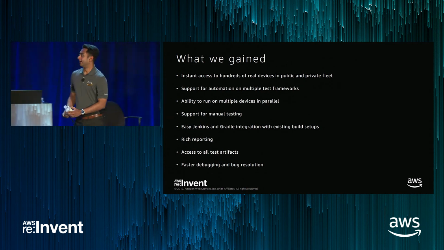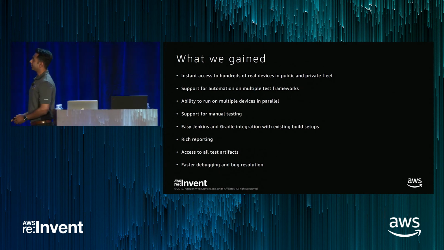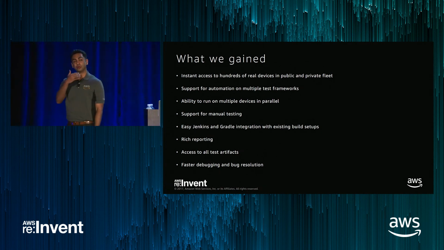Oh, you're welcome. So to summarize, during the entire thing that we covered, right from the console to the insights from Chandra and then Russ, we got instant access to hundreds of devices in the public and private fleet. Support for automation, with multiple testing frameworks: Appium, Calabash, instrumentation. Ability to run on multiple devices in parallel, which saves you tons of time if you're not going serially. And then support for manual testing.